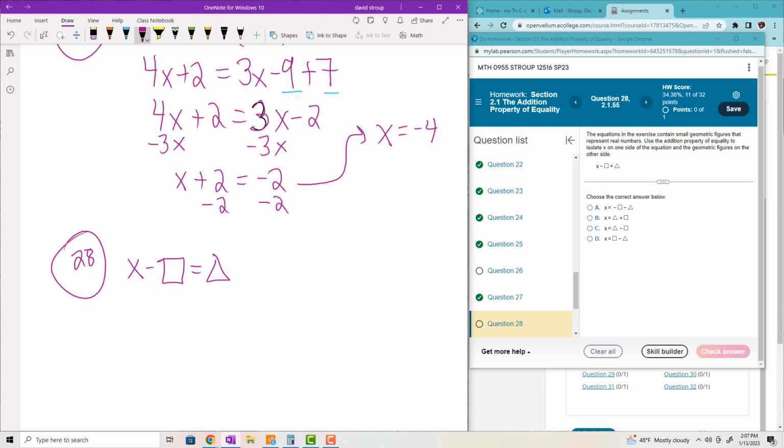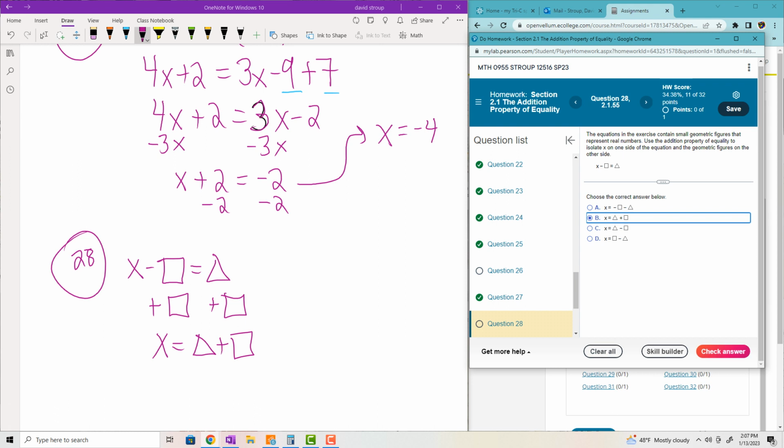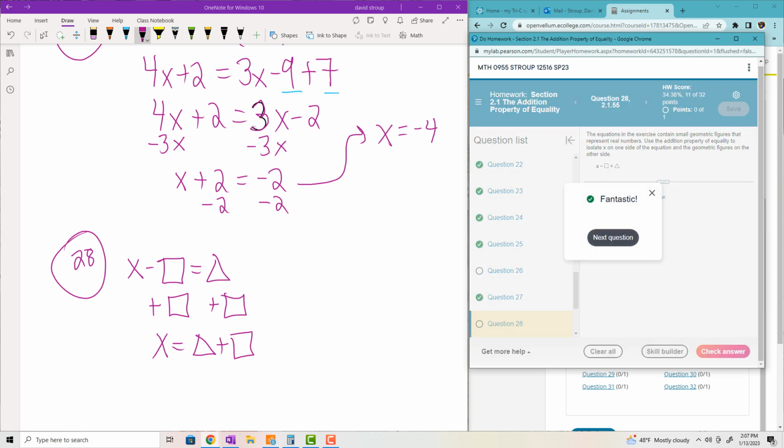Anyways, here, what I want to do is isolate x. So what I do is just add the box on both sides. And then I end up with x equals triangle plus box. And part B. I like those questions. I would rather have those than numbers.